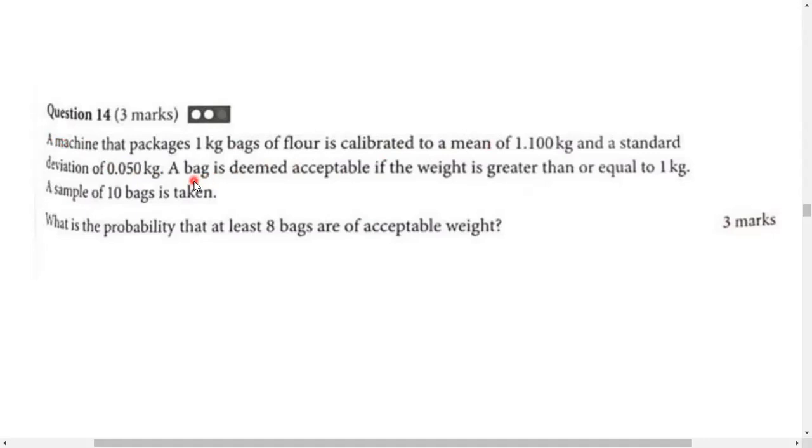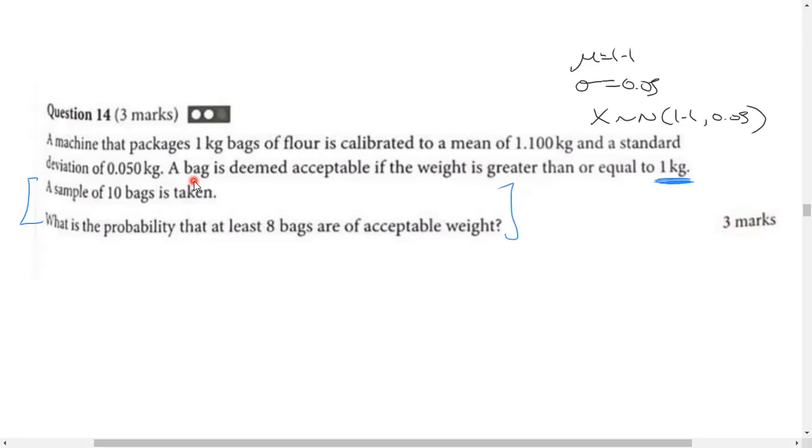So we have a normal distribution with a mean of 1.1 and a sigma of 0.05. So your weight, which we'll call X, is distributed normal with 1.1, 0.05. A bag is deemed acceptable if the weight is greater than or equal to 1 kilogram. And then you take a sample of 10 bags and you want to work out the probability. So ignore that part for the moment. Let's just focus on one bag.